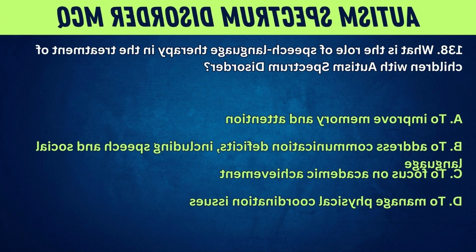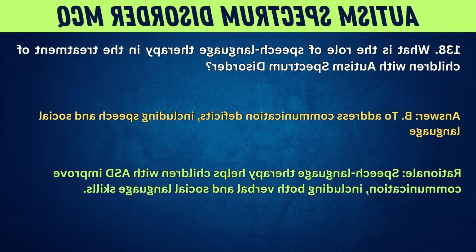138. What is the role of speech-language therapy in the treatment of children with autism spectrum disorder? A. To improve memory and attention. B. To address communication deficits, including speech and social language. C. To focus on academic achievement. D. To manage physical coordination issues. Answer: B. To address communication deficits, including speech and social language. Rationale: speech-language therapy helps children with ASD improve communication, including both verbal and social language skills.